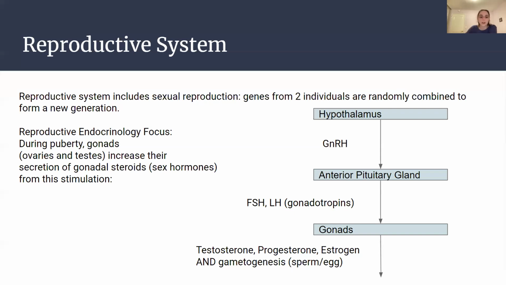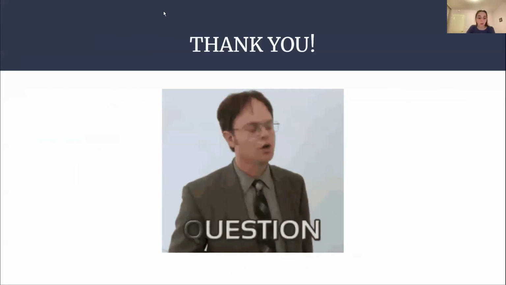We wanted to provide this example of reproductive endocrinology to kind of synthesize some information and show that there's a relationship between what happens with our hormones and how that helps our reproductive system function. Any questions on this before we move on? Questions? Nope. All right. Well, thank you all.